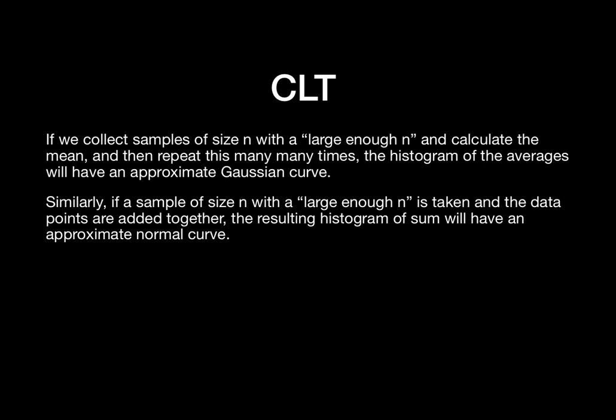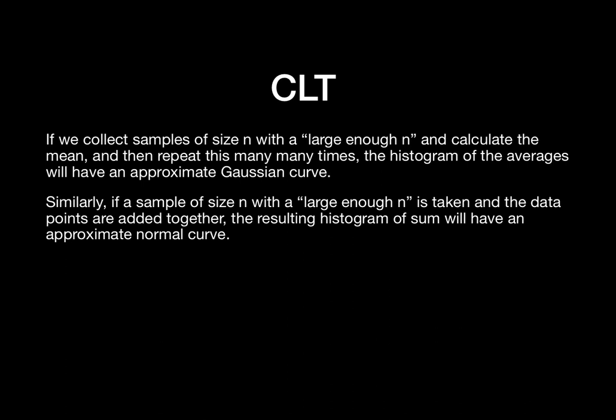If n is large enough, we'll talk about what that means in a minute. If it's large enough, and we calculate the mean and repeat that many, many times, the histogram of the averages will have an approximate Gaussian curve. Gaussian, normal, bell-shaped. So that is probably the most commonly used part of the CLT.